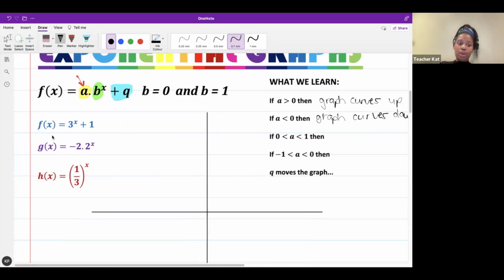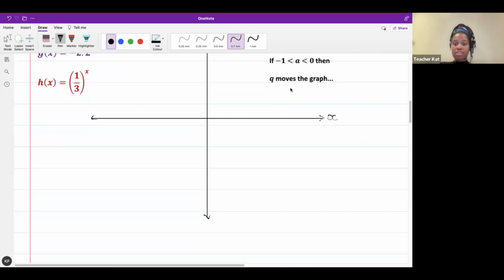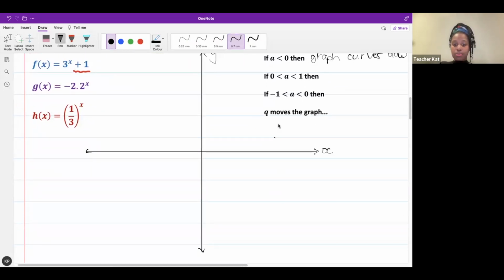Let's start with the first one. f of x is equal to 3 to the power of x plus 1. Another thing that is the same for hyperbolas and exponential graphs is my q, because that tells me my asymptote. So yes, these graphs also have asymptotes. And if my q is positive 1, what do you think my asymptote for the specific graph is? My asymptote will be 1.